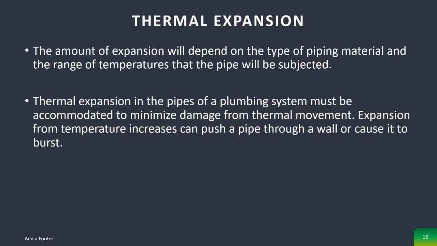Next is thermal expansion. The amount of expansion will depend on the type of piping material and the range of temperatures that the pipe will be subjected to. This is particularly important because the most commonly used material in plumbing is copper pipe, which is highly subjected to thermal expansion. Thermal expansion in the pipes of a plumbing system must be accommodated to minimize damage from thermal movement. Expansion from temperature increases can push a pipe through a wall or cause it to burst.